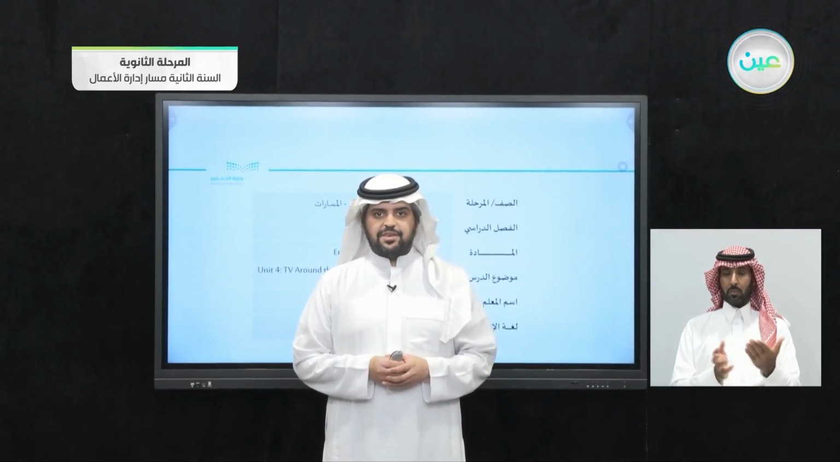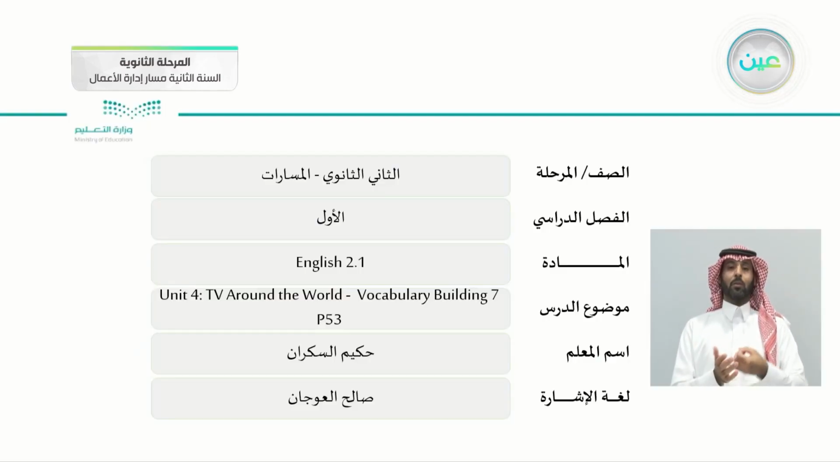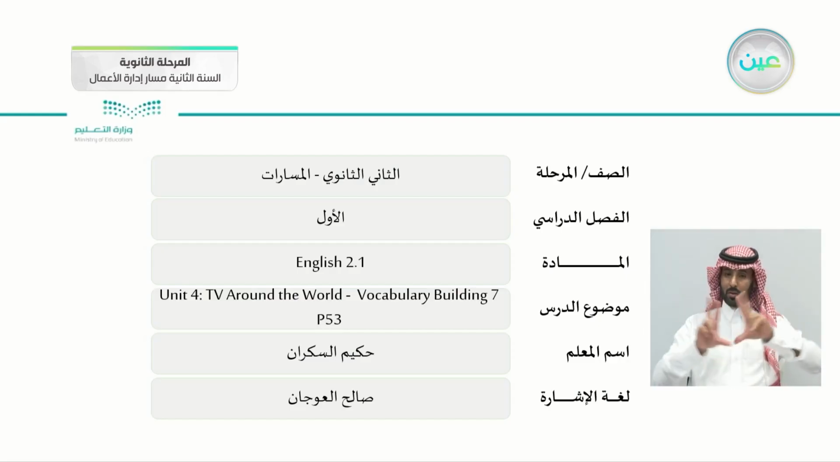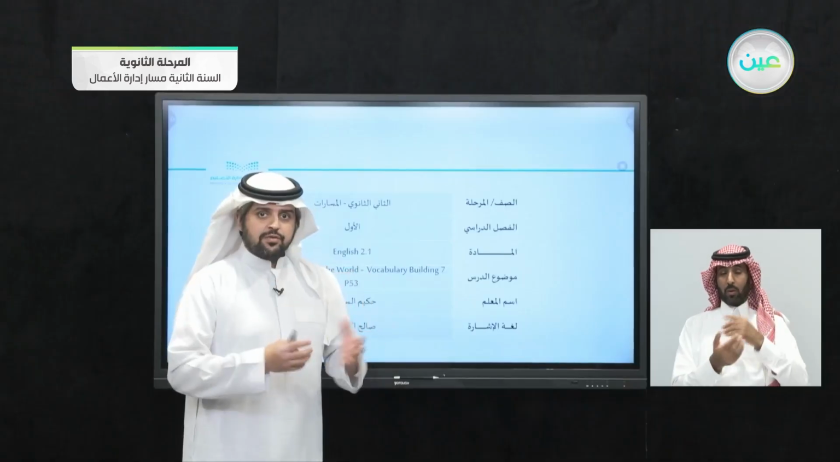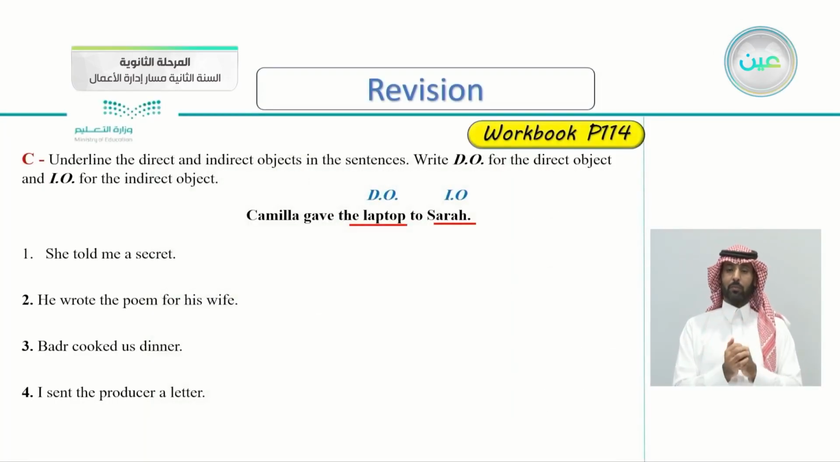I hope that you're happy and healthy and ready for today's lesson, which is the vocabulary building of Unit 4, TV around the world, which is the lesson that will prepare us for the reading lesson later. So before we do that, let's just take some exercises from the workbook, page 114, just to refresh our memory from our previous lessons. Underline the direct and indirect objects.